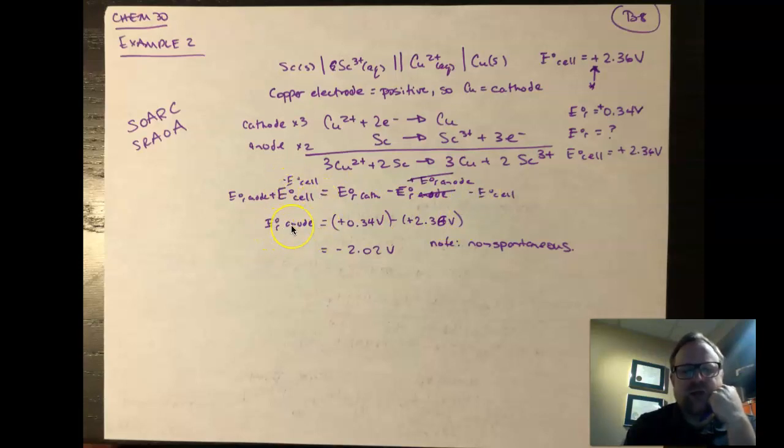So the reduction potential of the anode is your reduction potential of your cathode minus the cell potential. So that was positive 0.34 volts minus positive 0.236 volts. And remember, I put those brackets there just to remind myself that we're dealing with positives and negatives here. That gave me an answer of negative 2.02 volts, which means that it is non-spontaneous because we have the negative right here. That also is going to indicate to us later on that we are dealing with an electrolytic cell, but we haven't covered electrolytic cells yet, so don't stress on that too much.